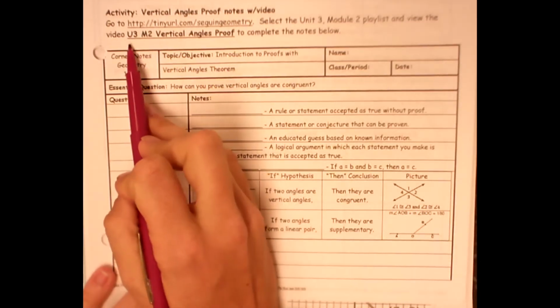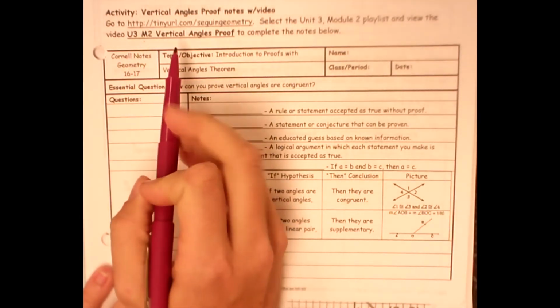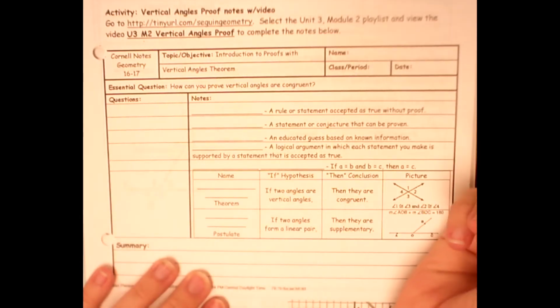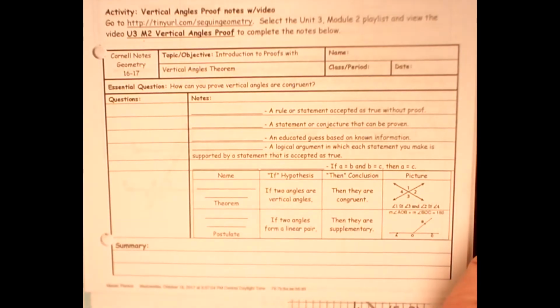You're looking at the Unit 3, Module 2, Vertical Angles Proof. So it's an introduction to proofs with the vertical angles theorem. So just what exactly will we be using?